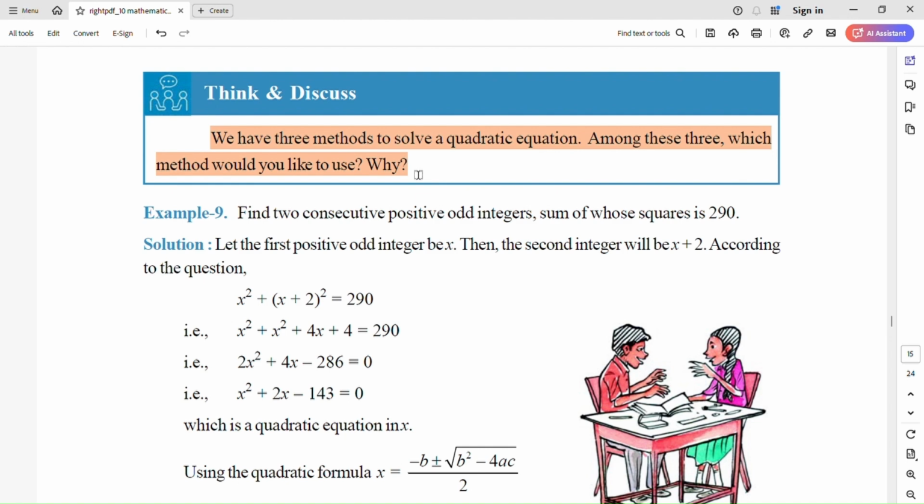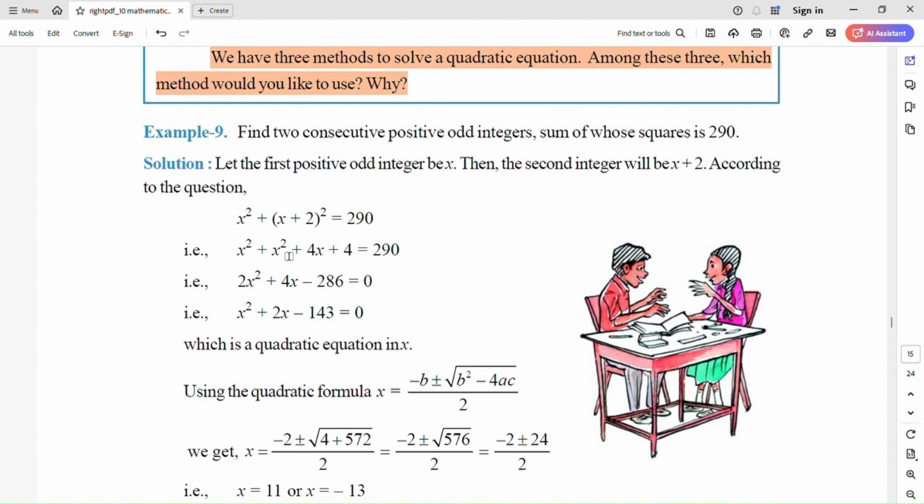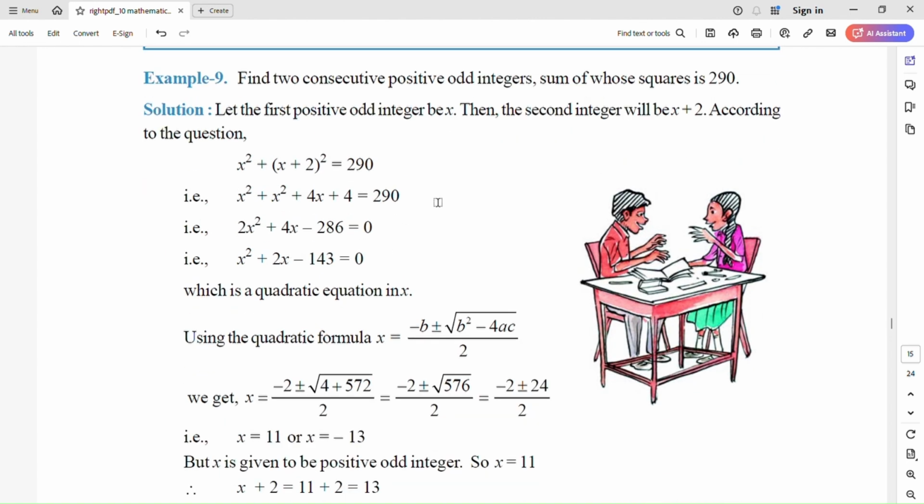The formula and completing the square are almost the same actually. So I think each one has a merit for when to use it. Also, b square minus 4ac for big numbers in numericals is complex. So if you can factorize easily, that is the best method. If you can't factorize, then go for the formula. Okay, let's see some more examples here.